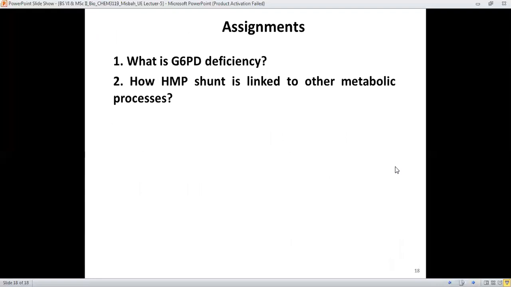You have to do the assignment for these two questions. What is G6PD deficiency, and how is the HMP shunt linked to other metabolic processes? Good luck.